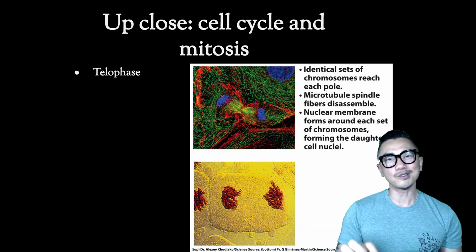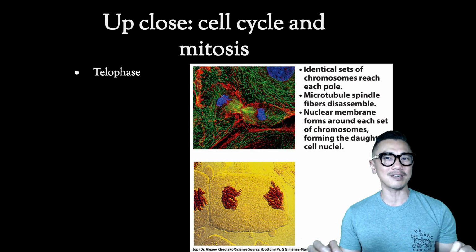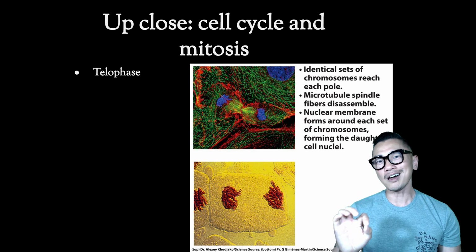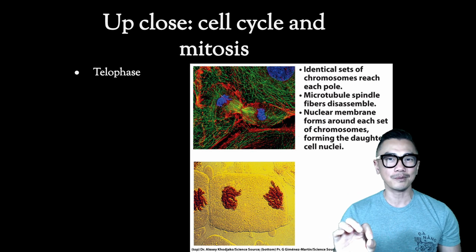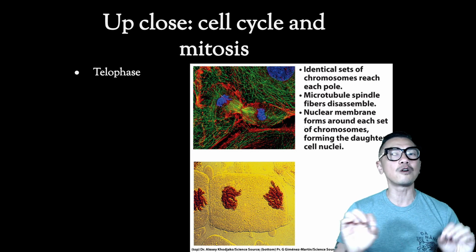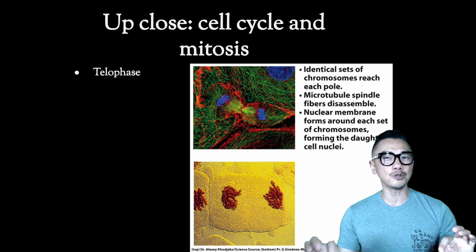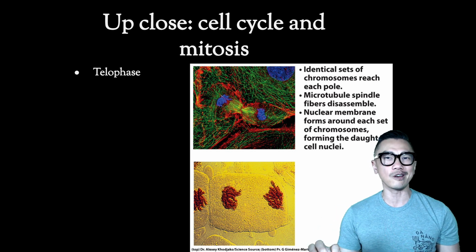In telophase, the sister chromatids have separated and can be found on opposite sides of the cell. The mitotic spindle disassembles. New nuclear membranes or envelopes form around each set of chromosomes. These become the two new nuclei of the two new cells.